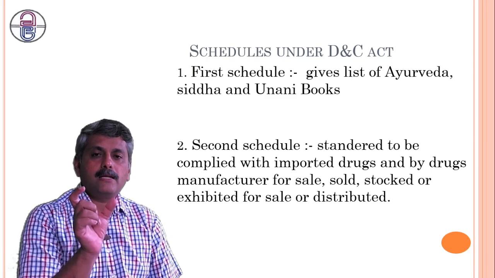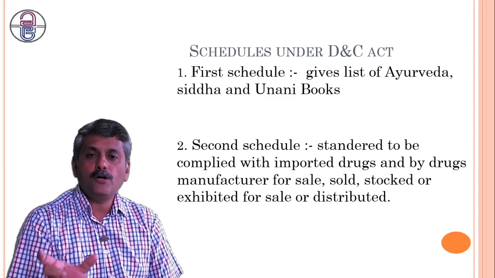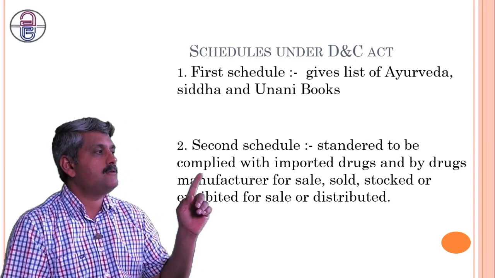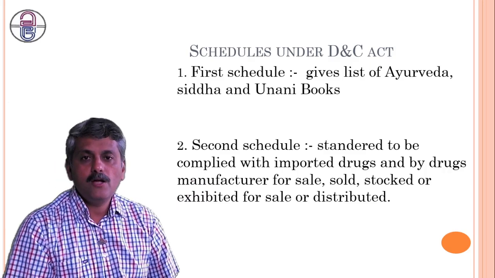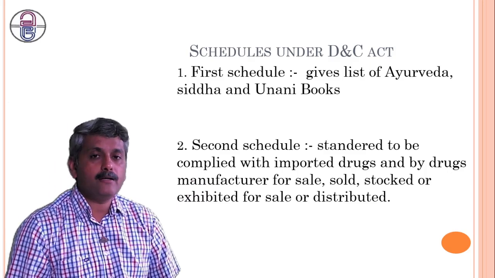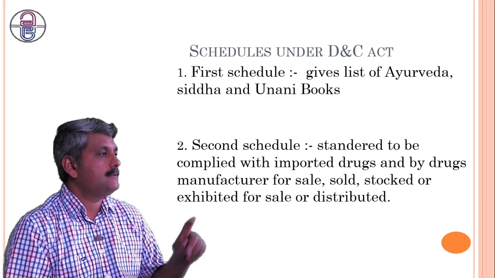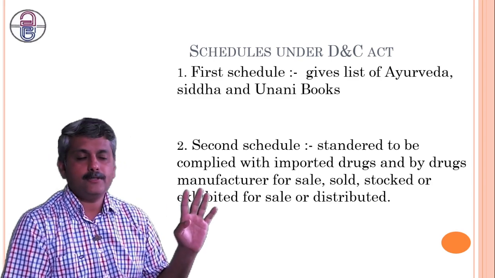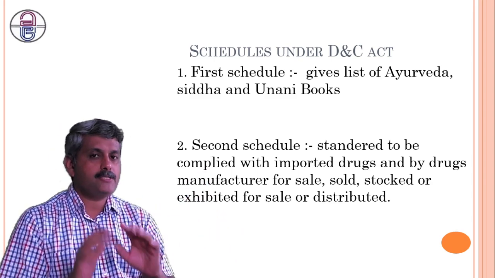So in that bulk drug, there is one reference that is a second schedule. The second schedule is nothing but some standards which should be maintained and followed by the parameter. So this is in the second schedule. So this is about this major schedule.